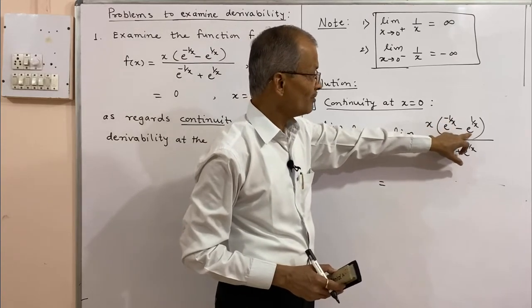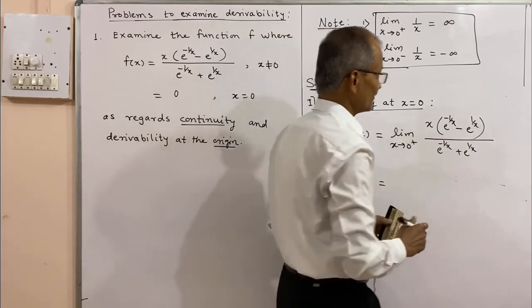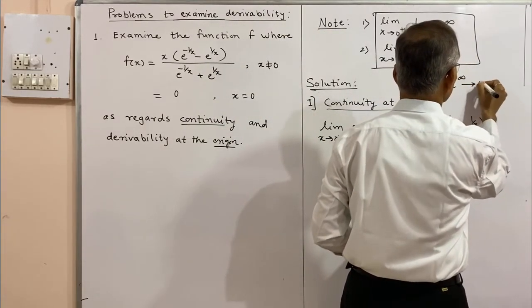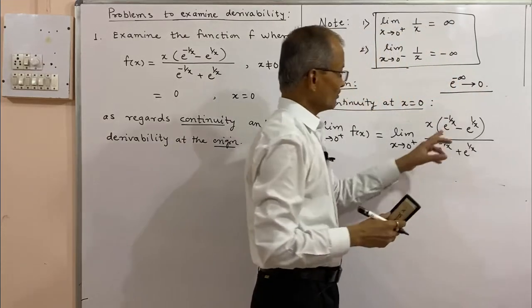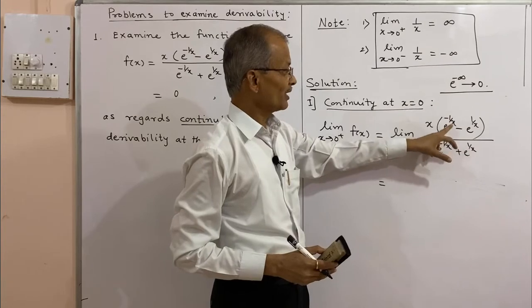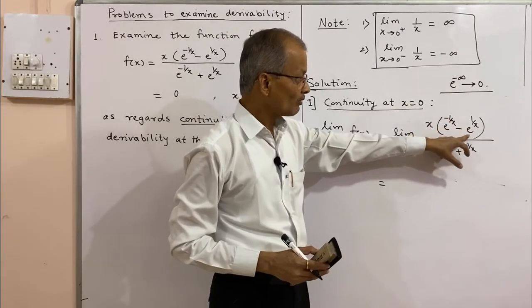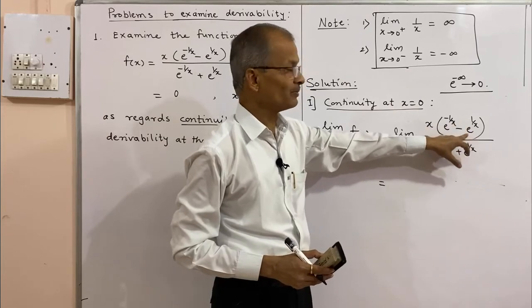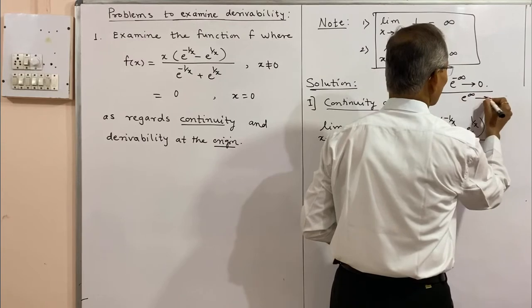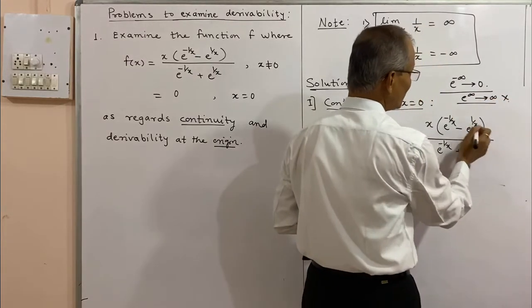We eliminate this term, e raised to 1 by x, because it becomes e raised to infinity, and e raised to infinity tends to infinity. The other term, e raised to minus 1 by x, becomes e raised to minus infinity, which tends to 0. So we keep this term, and we don't want the other term, and therefore we eliminate it.